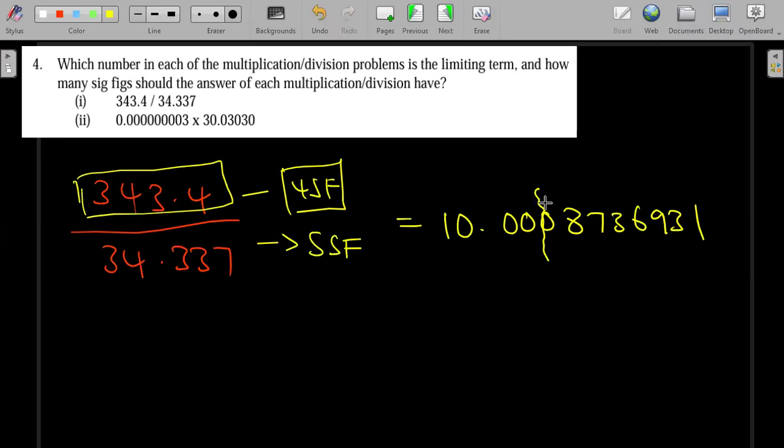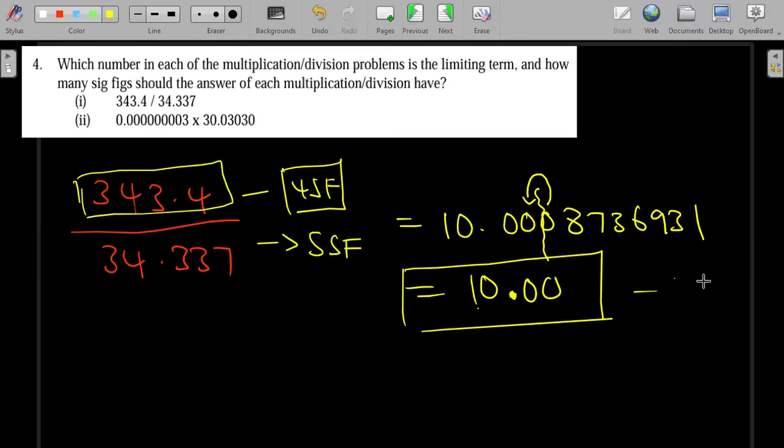Rounding off this 0 to this 0, what are we going to get? We're just going to get 10.00. This one is significant, and these 3 trailing zeros are also significant. Why? Because of the presence of the decimal point. So this will be our final answer. Our final answer has 4 significant figures, just like the limiting term. Okay, any questions there?